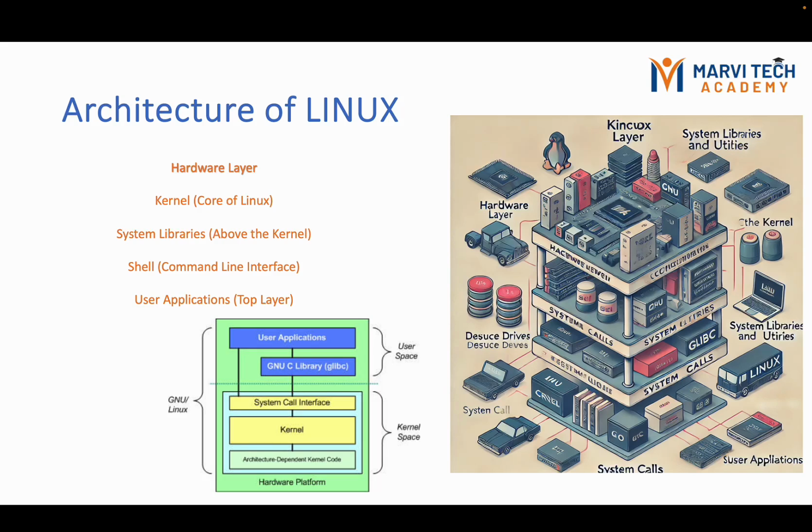User applications is the top layer, which includes all the user-level software like text editors, web browsers, and office applications. These programs rely on the underlying system libraries and kernel to function.